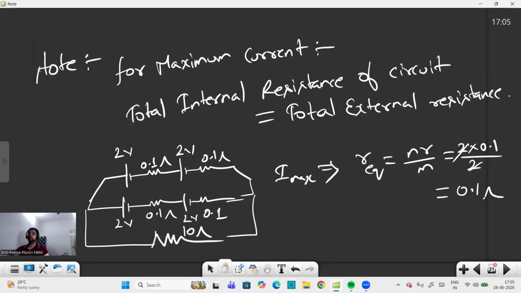0.1 ohm is your internal R equivalent. And external resistance is what? 10. Correct? Always keep it in mind, maximum current will be there only when the external resistance value will be 0. Here the R value will be asked, what is the condition. So the R value should not be 10 ohm.